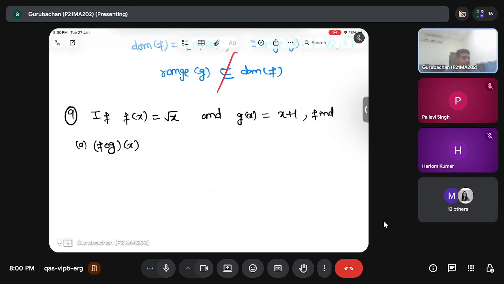Do it. First of all, tell me how many compositions can be possible with these two functions. I mean, fog, gof, how many can be possible? Two compositions, fog and gof. And fof can also be possible, no? g of g is also possible. So there are 4 possible combinations. First of all, calculate this, then we will discuss the others.